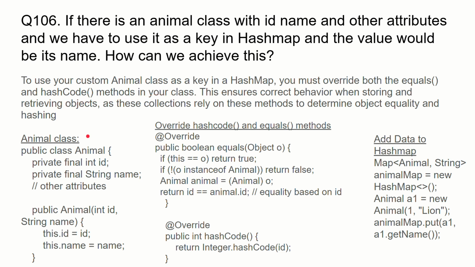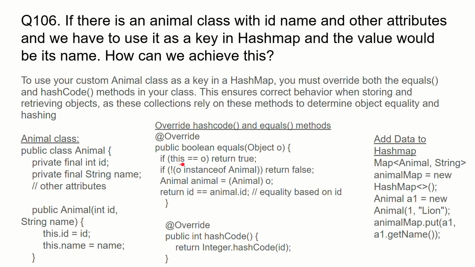See, for example, this is our class Animal. We have a private final int id, then a String name. There might be other attributes. We have one constructor here to initialize the values for id and name. Now this is the important part, and this is what the interviewer is expecting. We have to override the hashcode and equals methods. First we are overriding the equals method, which accepts one object.